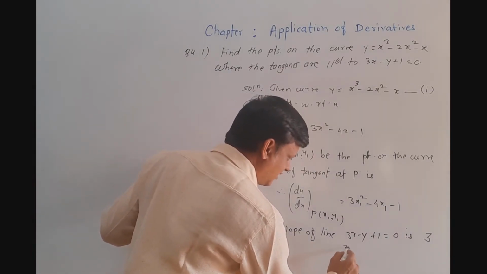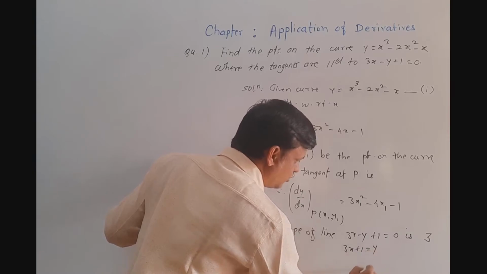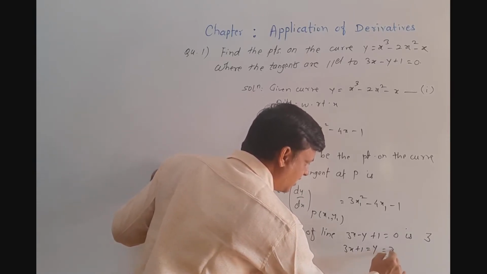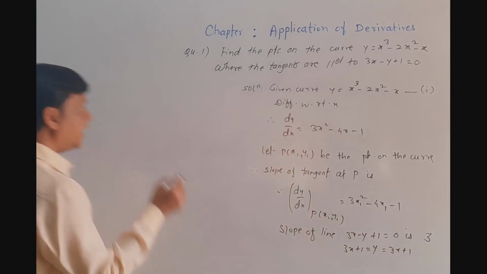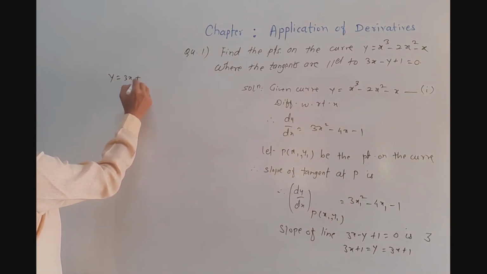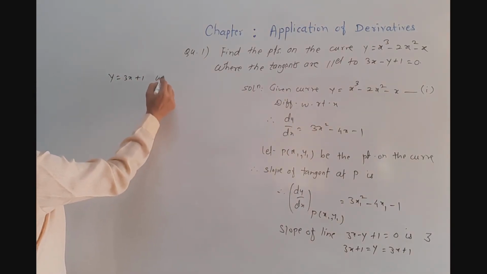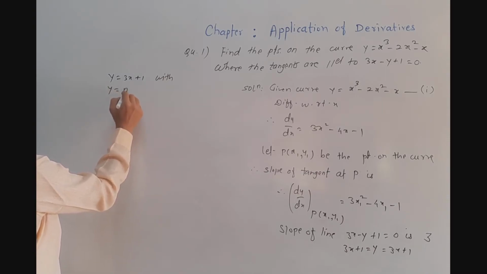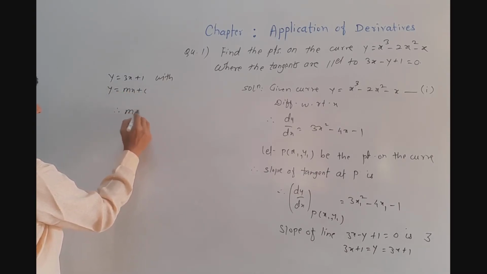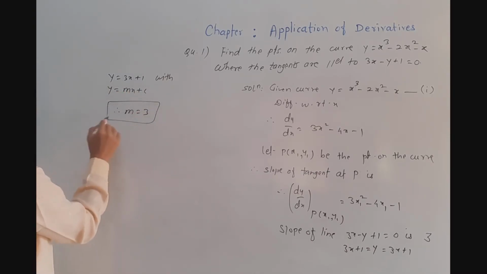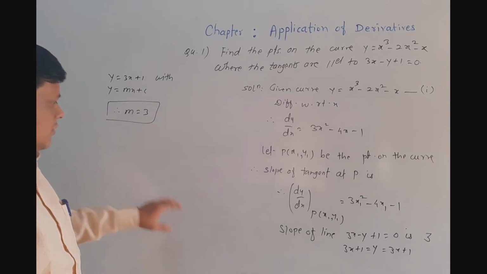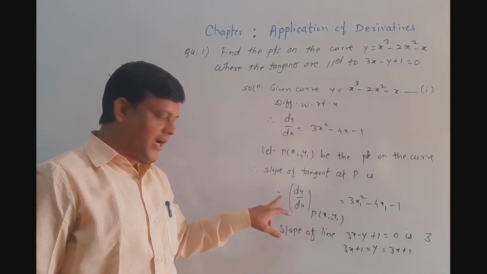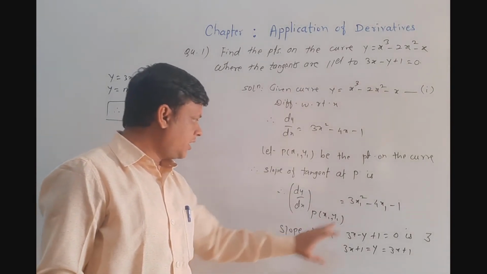So you know how to find the slope of this line. We write this as 3x plus 1 equals y. That means y is equal to 3x plus 1, and we compare this y equals 3x plus 1 with y equals mx plus c. So we get here m is equal to 3. Now this given line and tangents are parallel, so their slopes are equal.